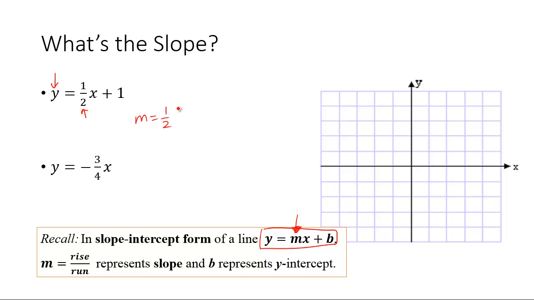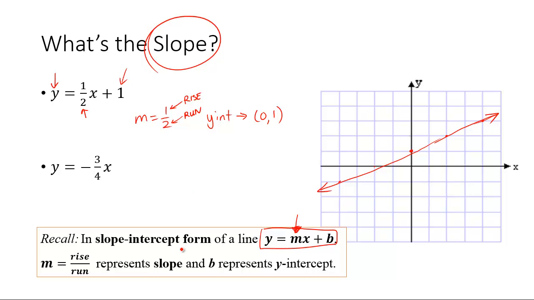What's the y-intercept? Well, the y-intercept is (0, 1). So notice you could actually graph that and say, well, I know it starts at (0, 1), and it travels up 1 over 2, because rise over run. And you can actually graph your equation like this. But this will be covered a little bit later. So let's just focus on identifying the slope here.